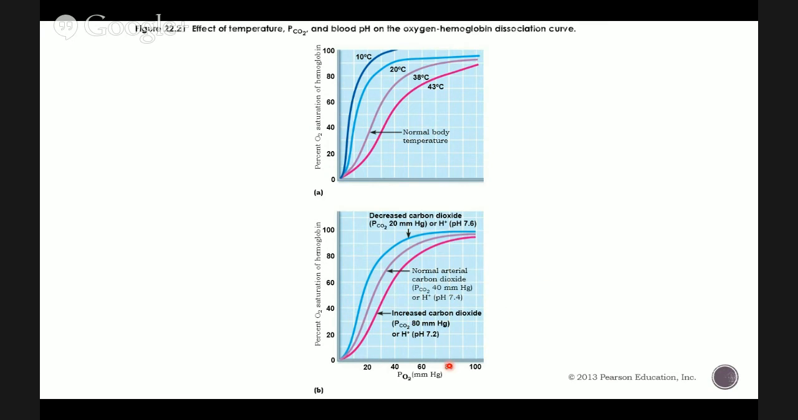So with the increase in carbon dioxide, we also have a decrease in the pH, more acidic. So that's what we see here.